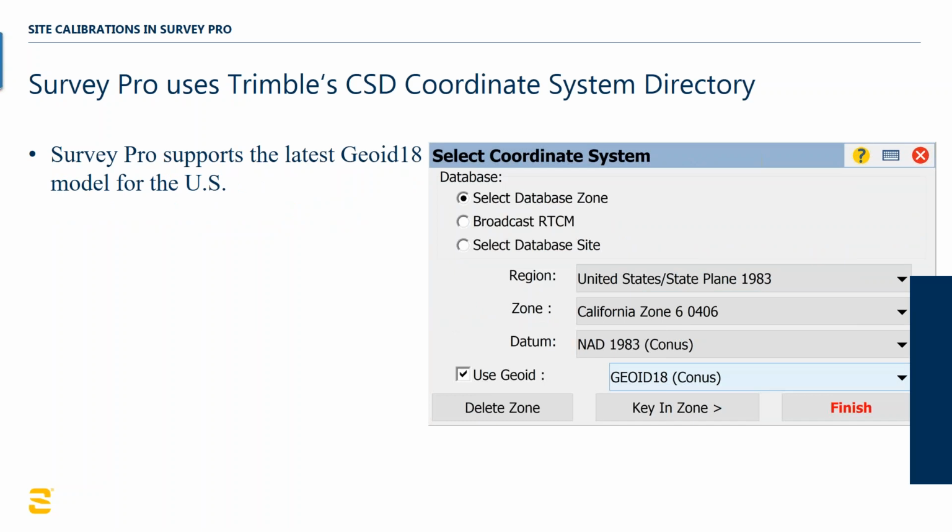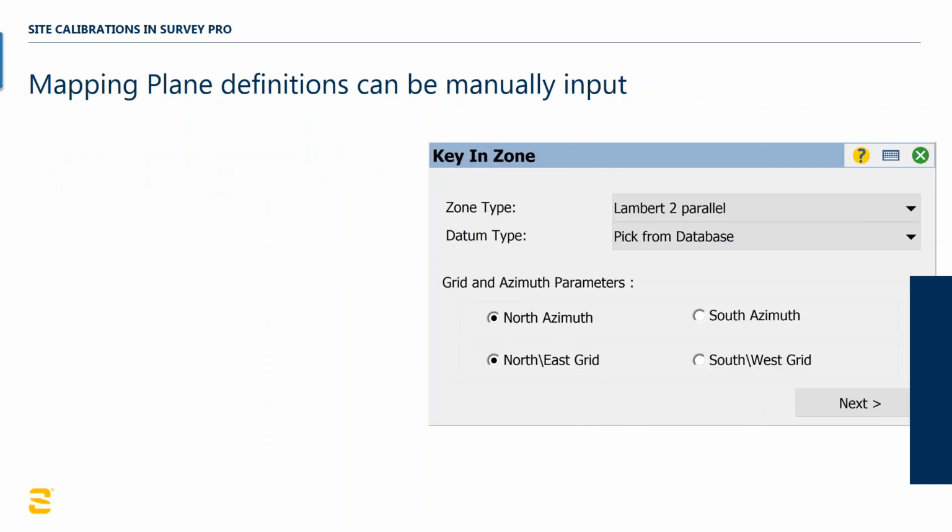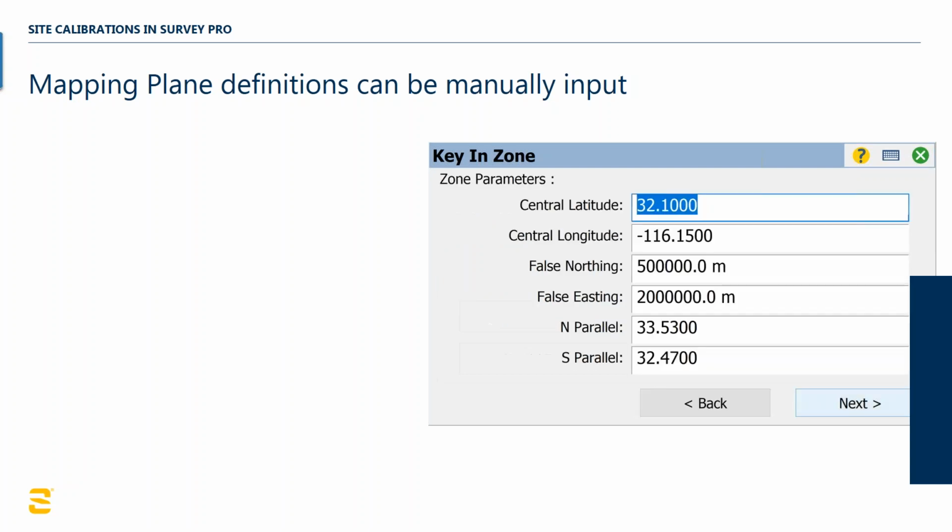We'll talk about geoids later. Geoid is the vertical element of GNSS, and Survey Pro is supporting the latest geoid model in the United States and around the world, I would imagine, as well. You can input mapping plane definitions. We cover hundreds and hundreds of mapping planes throughout the United States and the world. But if you want to key in your own custom definition, we can certainly manage that as well.